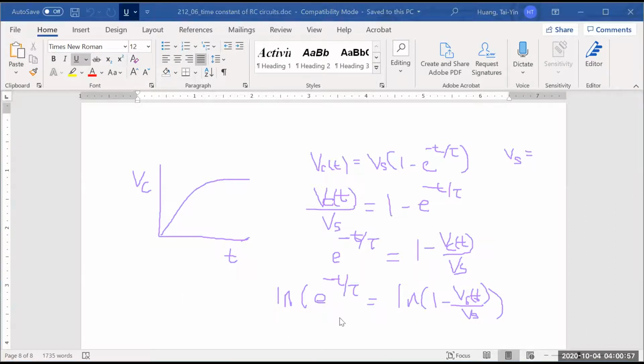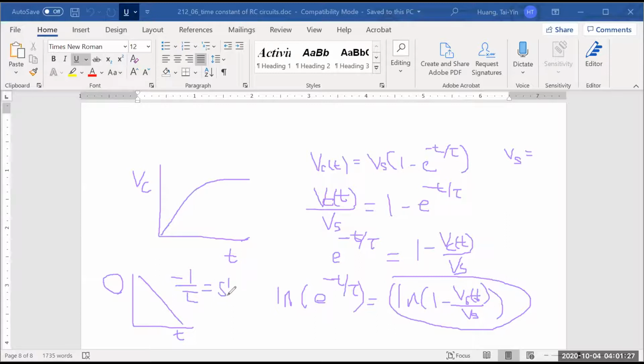Once you do that, you are going to generate a plot. On the vertical, use Excel to calculate this value, and that should be your vertical. Then horizontally, you're going to plot time. So you're going to get this, and the slope is your experimental value of minus 1 over tau. Whatever slope you have, based on this you can calculate your tau value. That's basically what you want to do.